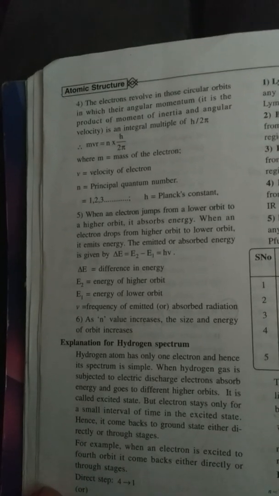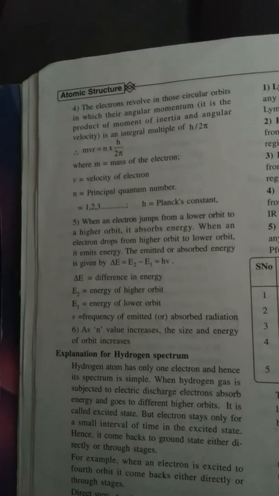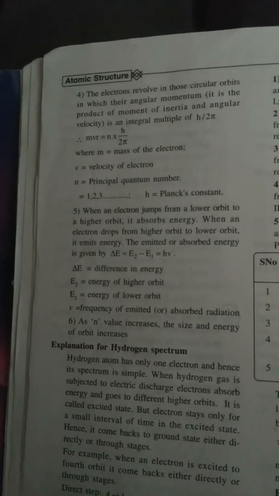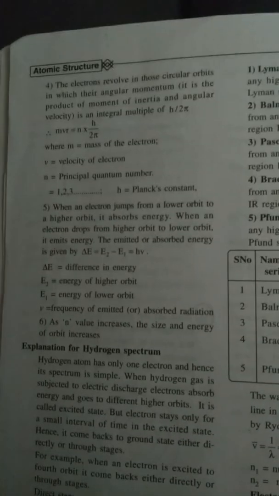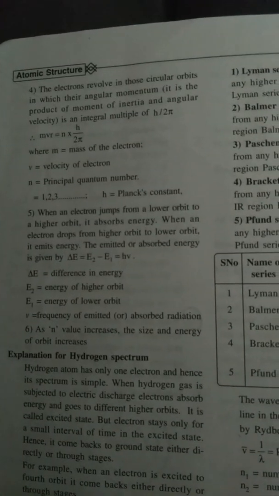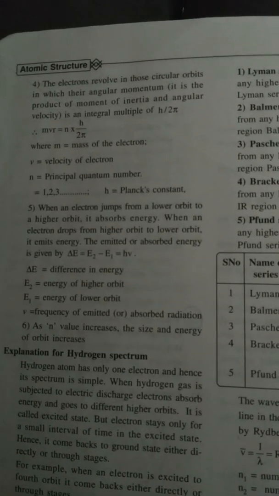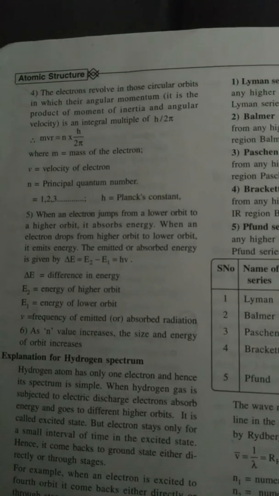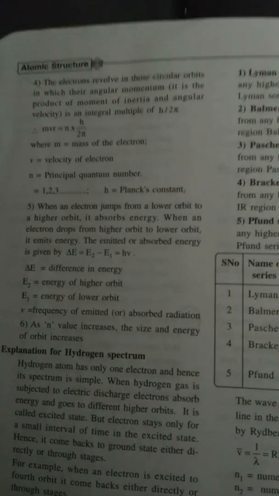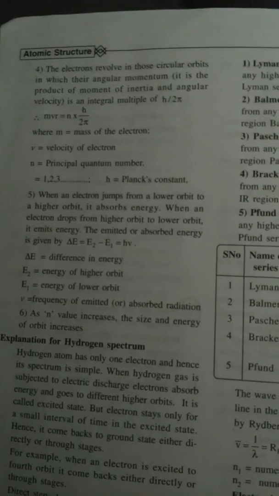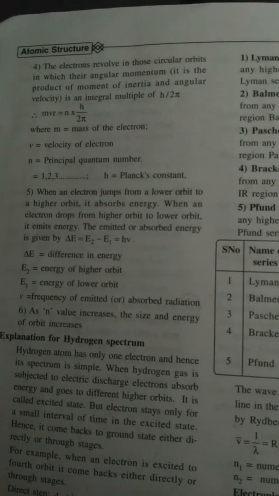Now, what's the fourth point? Electrons revolve only in those circular orbits in which their angular momentum is an integral multiple of h by 2 pi. Therefore, angular momentum mvr is equal to n h by 2 pi. Angular momentum is denoted by r into linear momentum. It means position vector into linear momentum.